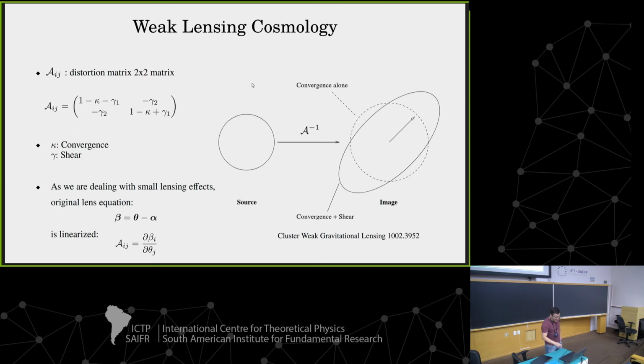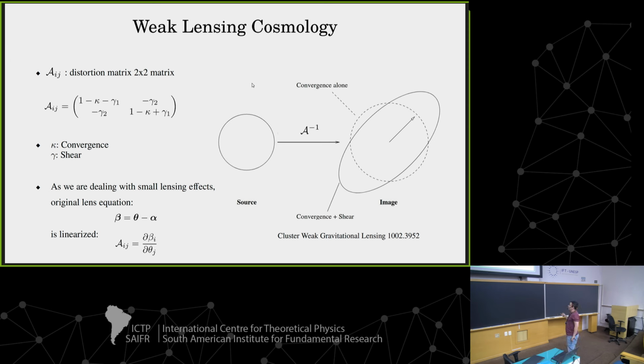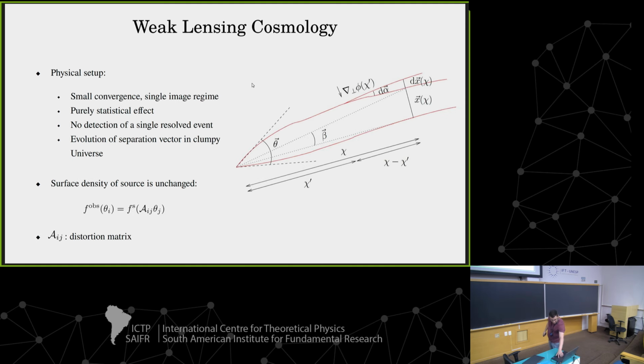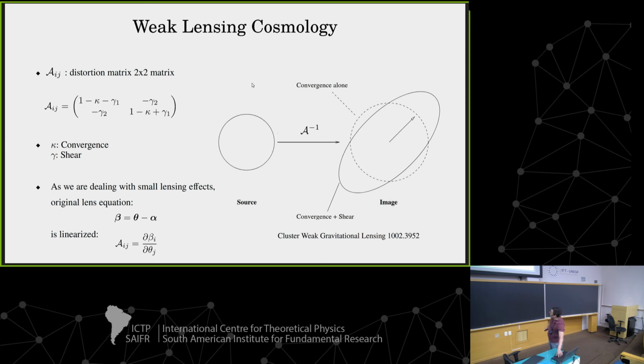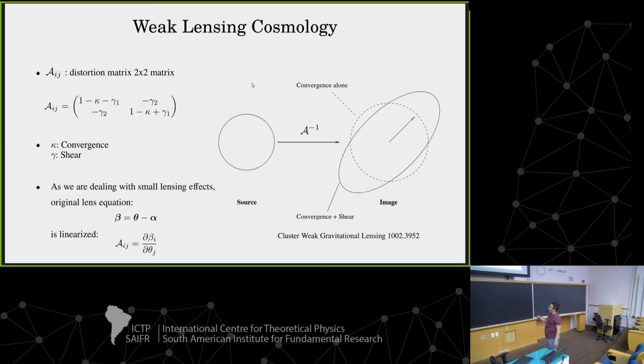So the distortion matrix is going to be characterized just by the convergence and shear. It's a symmetric matrix. And from the lens equation, which is a geometrical relation that we get from the previous setup, that is going to relate all of the angles that we have here. So what we end up having in weak lensing cosmology is that the source, which starts as a circle, can be increased. If we only have convergence, it's going to be bigger. And if we have shear, it's also going to become more elliptic.